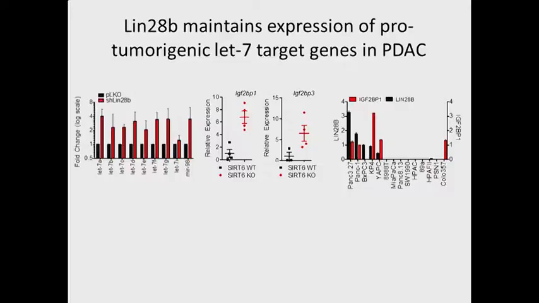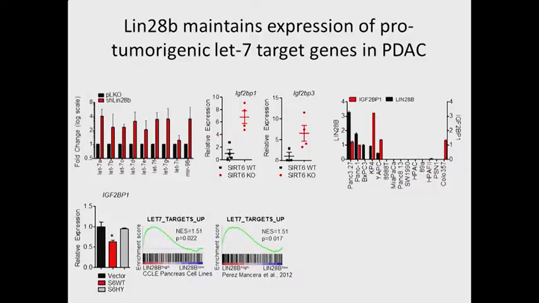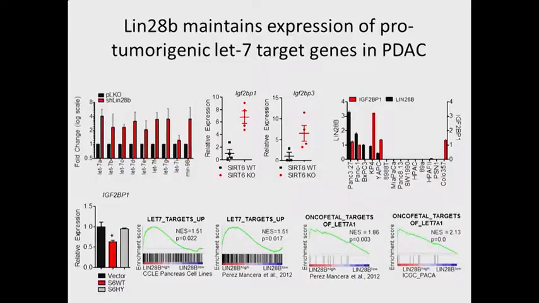I measured the expression of IGF-2BP1 in our panel of human PDAC cell lines and found that it correlated very nicely with Lin28b expression. When I re-expressed wild-type SIRT6, but not the catalytically inactive mutant, I was able to reduce the levels of IGF-2BP1, also when I knocked down MYC. Finally, in both the CCLE pancreatic cancer cell lines and patient samples, Lin28b high PDAC overexpress LET7 targets, and more specifically the oncofetal targets of LET7. And this is in multiple independently curated data sets.